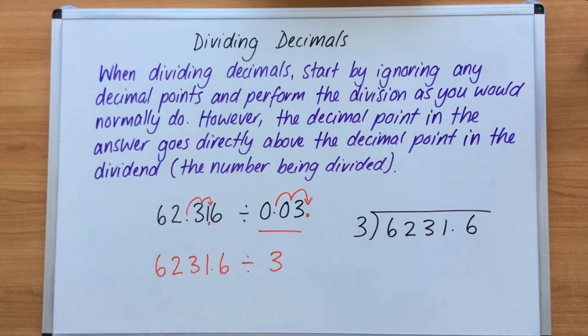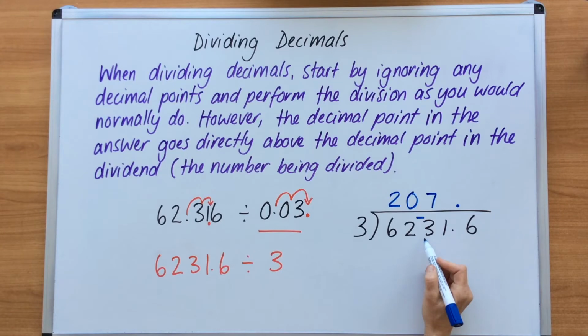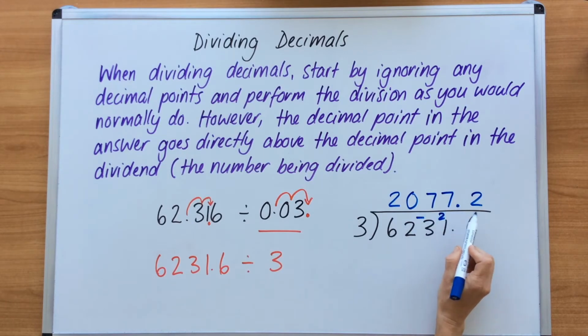So let's calculate this. First of all, we're going to put the decimal place in above the 1 in the question here, the dividend, the number being divided, and we're going to proceed as we normally would. 3 into 6 goes 2 times. 3 into 2 we can't do, we put a 0 and we join the next number with it. 2, 3 becomes 23. 3 into 23 goes 7. So 3 sevens are 21 with 2 remainder. 3 into 21 goes 7, and 3 into 6 goes 2 times. So we have an answer of 2077.2.